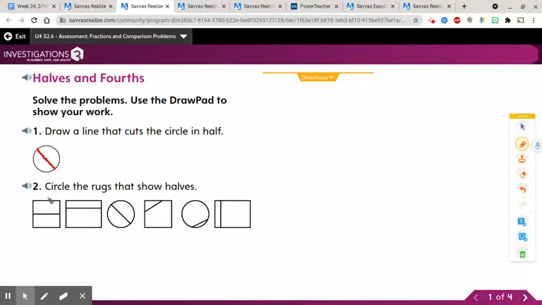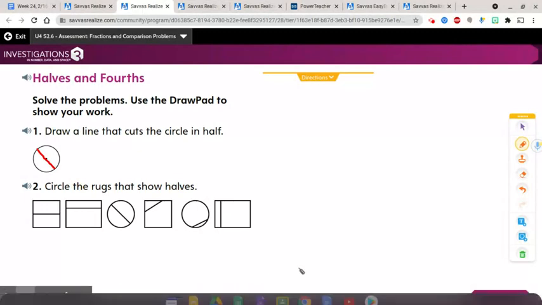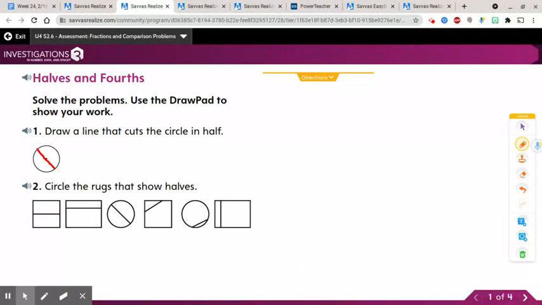All right, now for the second one, I want you to look at these different shapes here. They're calling them rugs. And I want you to find the rugs that show halves. Now remember, halves are 2 equal parts. So look at each one. On your board, you can draw the ones that show 2 equal parts. Take a minute and do that. Okay, you should have circled this first one. This first one shows 2 equal parts or 2 halves.